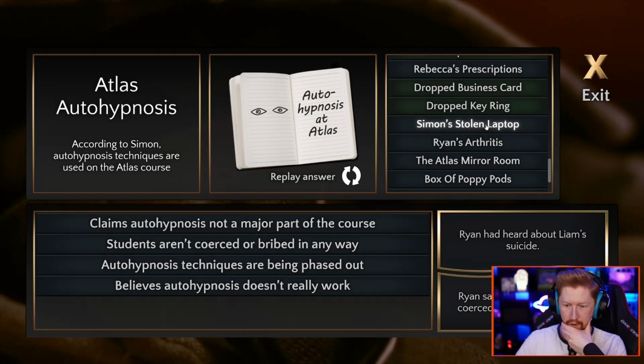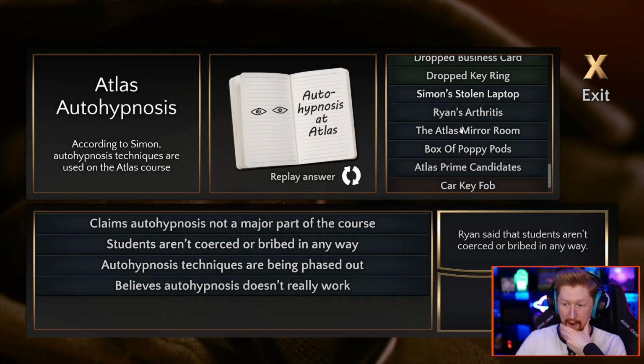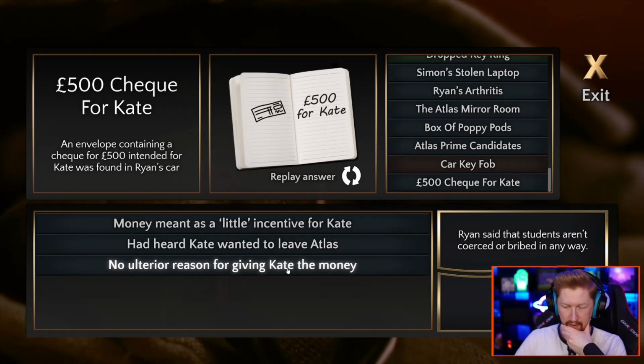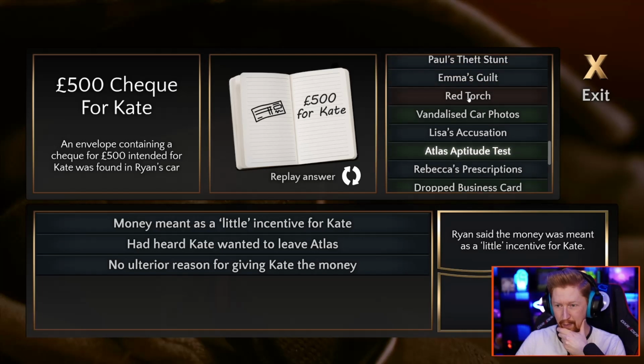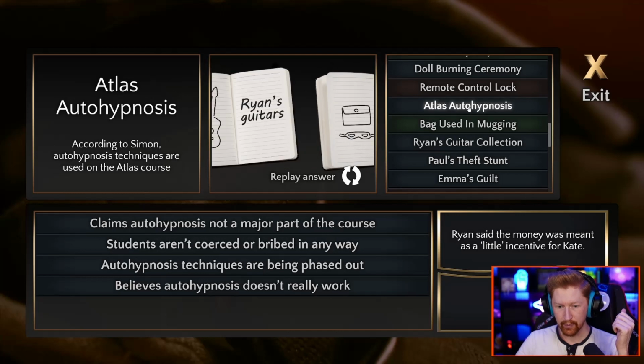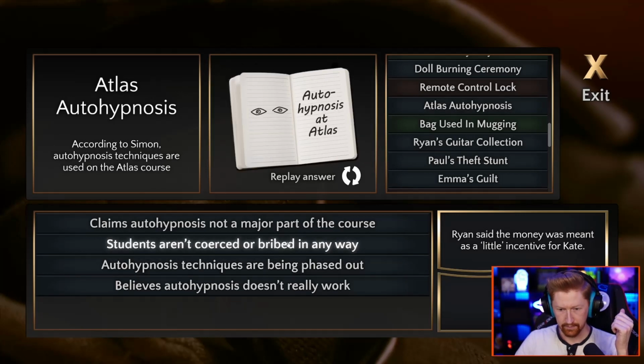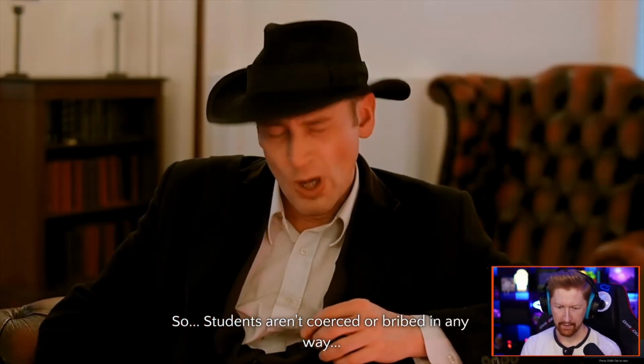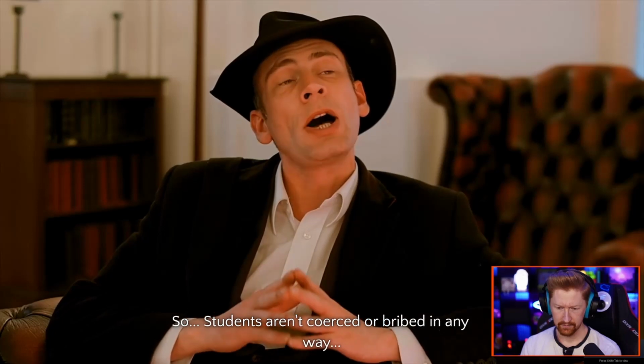Wait, no, you bribed her. You were bribing her. Oh, come on. You were absolutely bribing her. Where did that go? Yeah, I mean, that's exactly what you were doing. So, students aren't coerced or bribed in any way, except Kate.